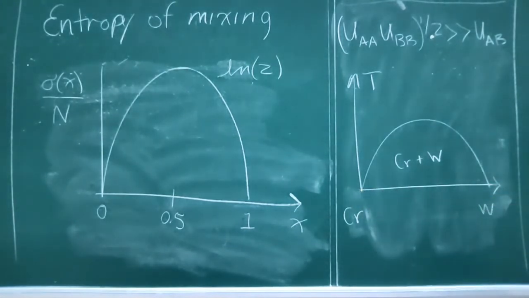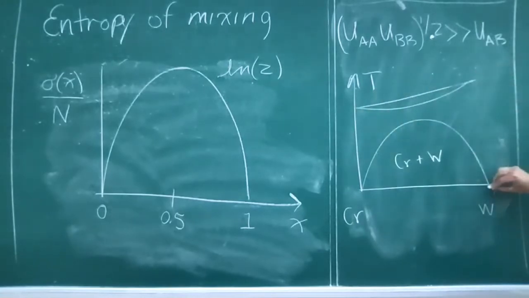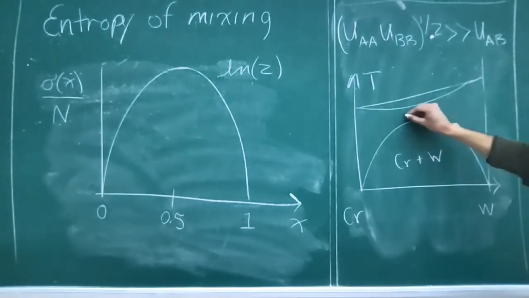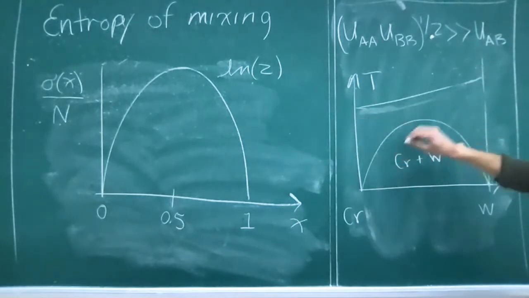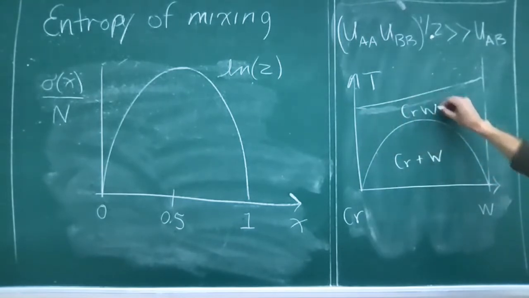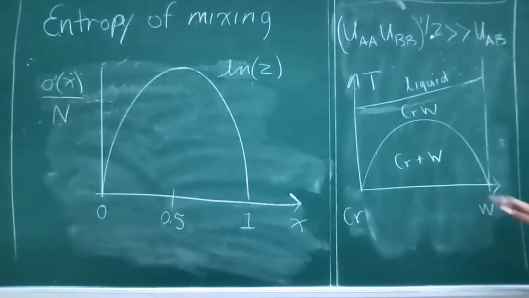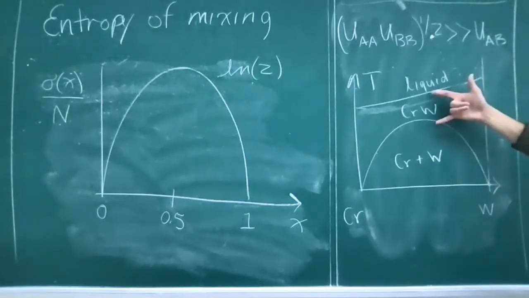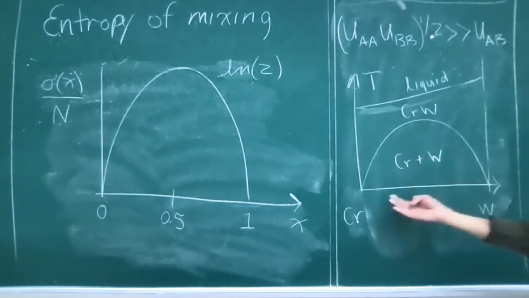And then over here, in this part, let's draw it like this. Over here, the temperature is high enough that you have a solid solution of chrome and tungsten. And over here, you have the liquid. So this is a segregating material, and this is called a miscibility gap. You cannot mix the elements in this temperature and composition range.